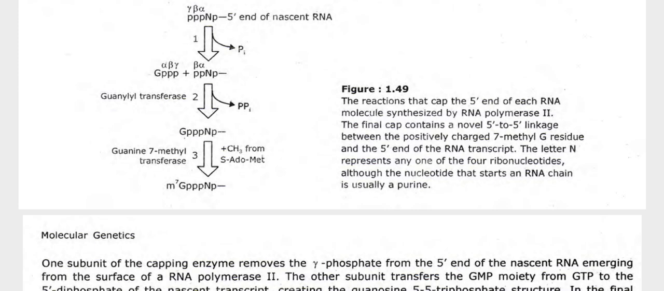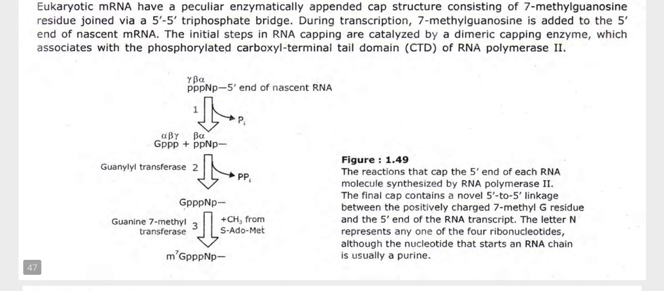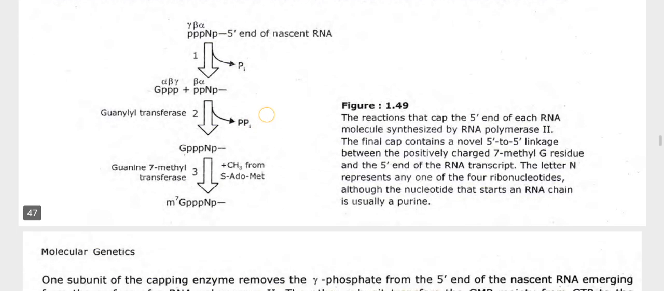The letter N represents any one of the 4 ribonucleotides, although the nucleotide that starts an RNA chain is usually a purine. So, 5' end of nascent RNA, GpppN plus pppNp, then guanylyl transferase, guanine 7-methyl transferase, and capping.